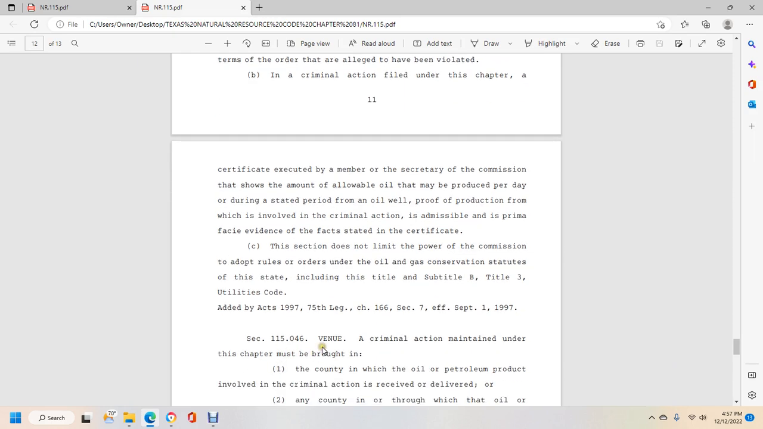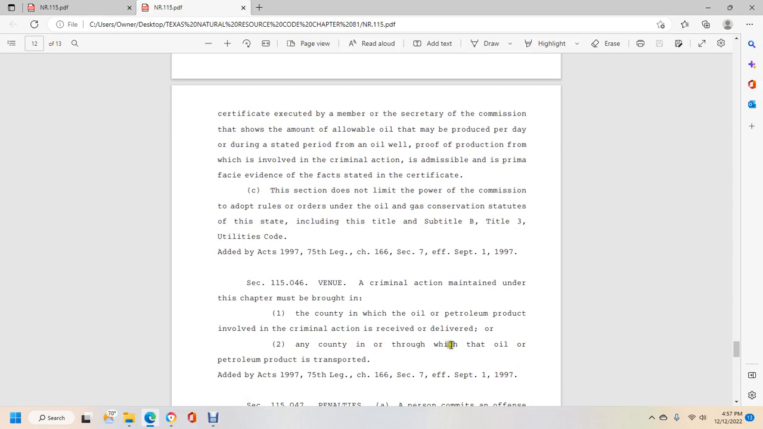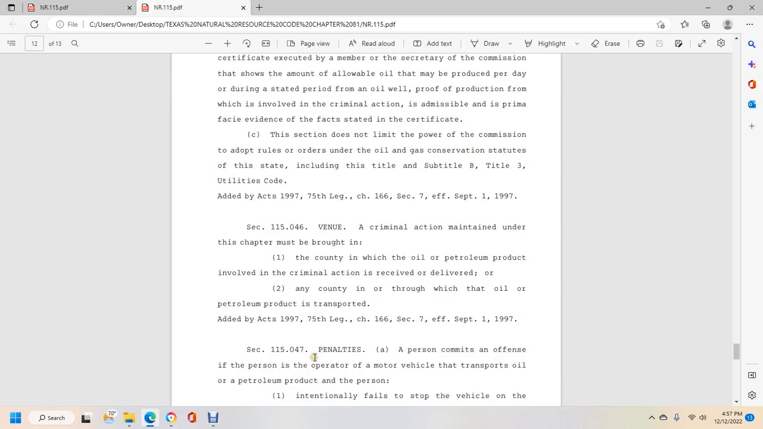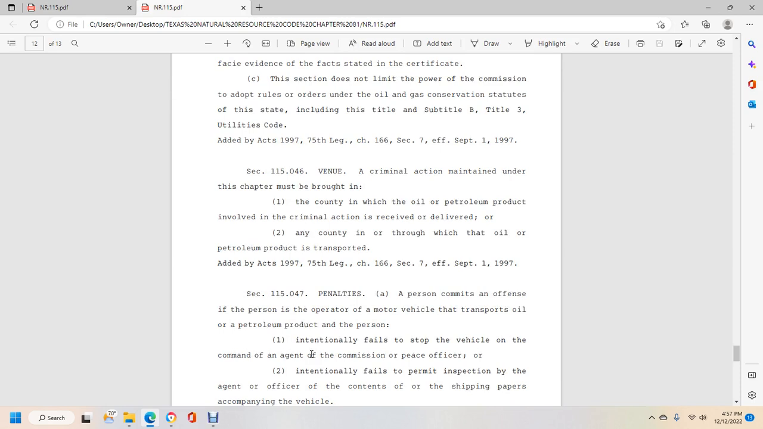Section 115.046, venue. A criminal action maintained under this chapter may be brought in the county in which the oil or petroleum product involved in the criminal action was received and delivered, or any county through which the oil or petroleum product was transported. Added in the Acts of 1997.